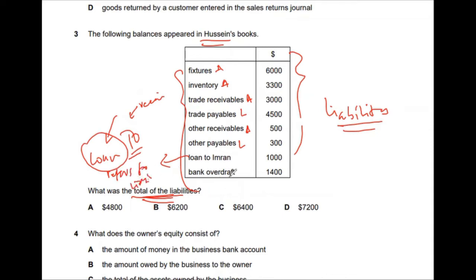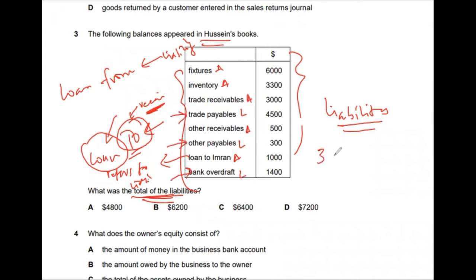Now companies like Hussein can give out a loan to someone or can borrow. So if this was a loan from, then it is a liability because Hussein has to pay. But this is a loan to, so Hussein will receive this money. Therefore, this is not a liability. This is an asset. Bank overdraft is a liability. So now you can see this is a liability, this is a liability, and this is a liability. Three liabilities.